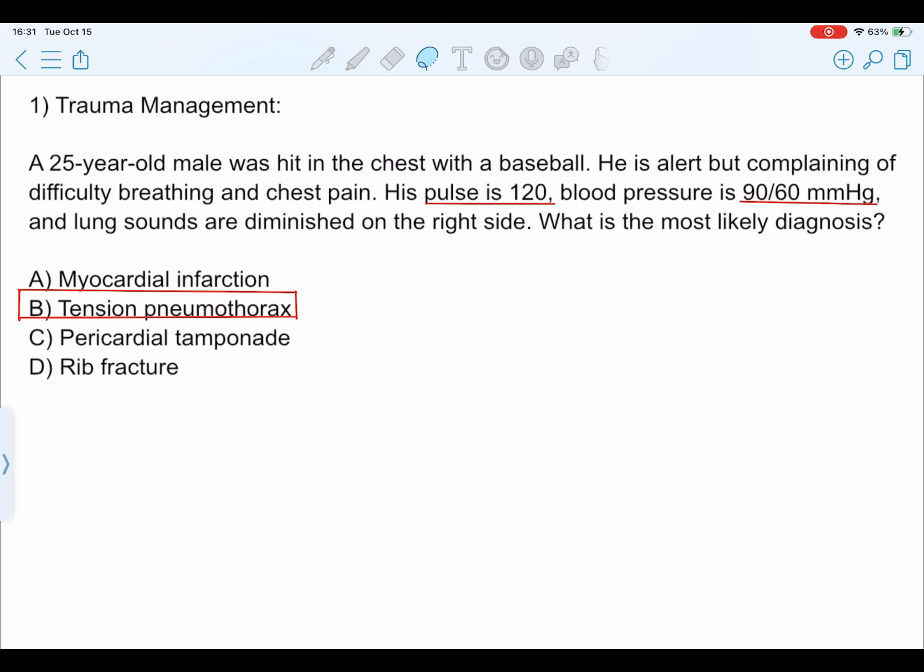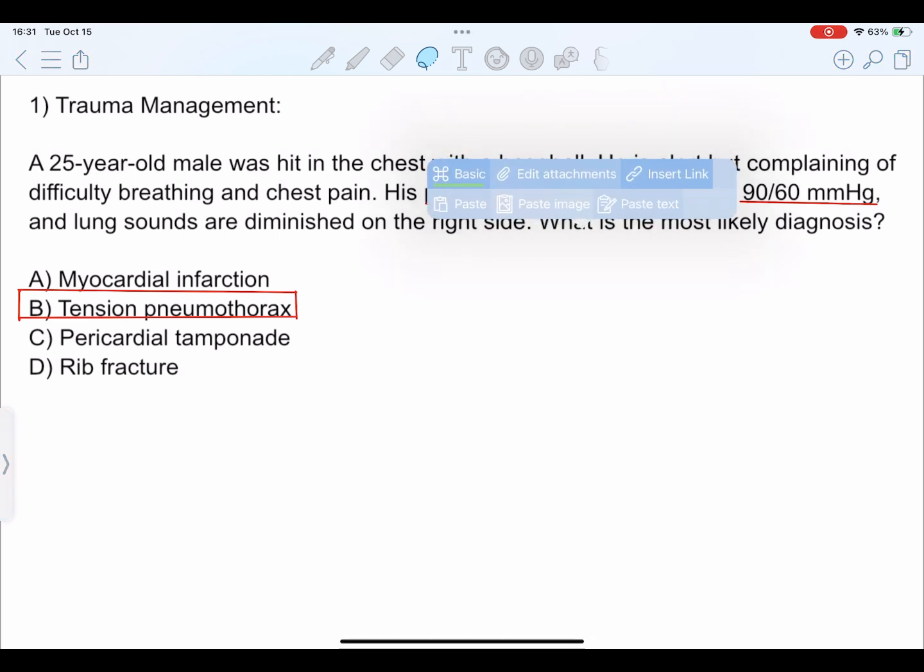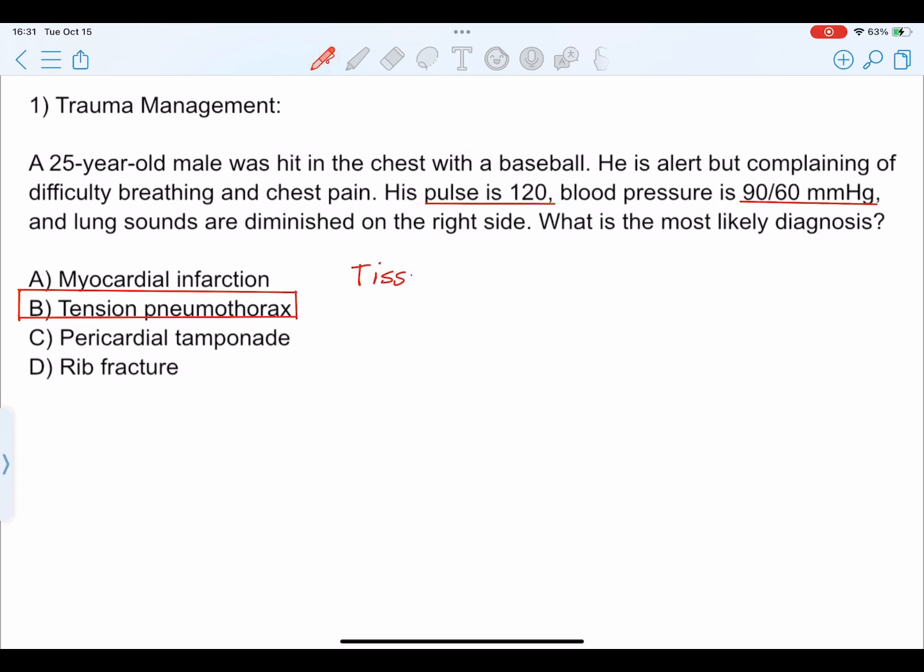An MI, myocardial infarction, is the heart attack, is the common term, but what that is is tissue death in the heart. I spelled that wrong. So it's when the tissues of the heart are physically starting to die.